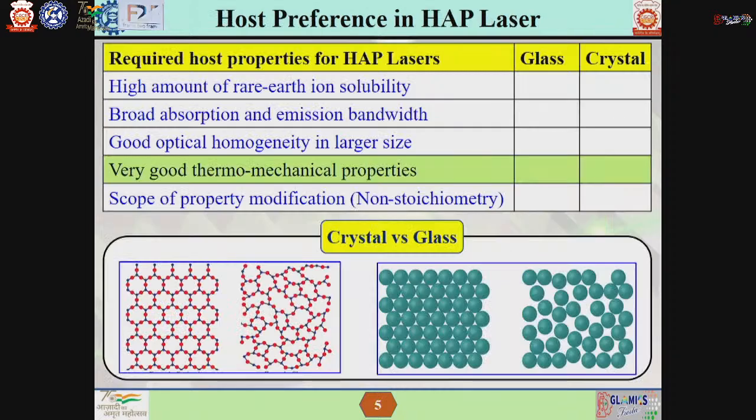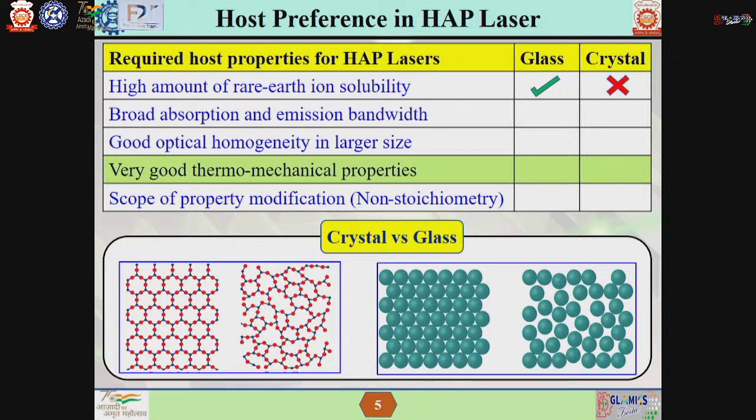Now, if we think about the solid state laser, what will be the effective host material? In solid state, there are 2 types of material: one is glass and another one is crystal. If we think about a high average power laser, rare earth ion solubility should be high, and because of the absence of periodicity, the glass can have more rare earth ion solubility.